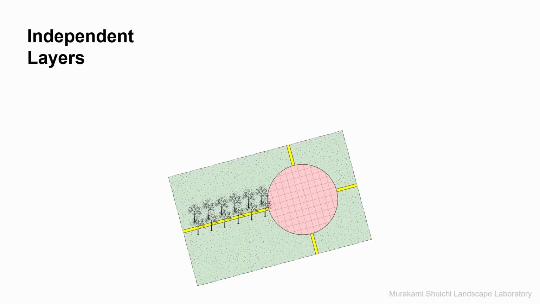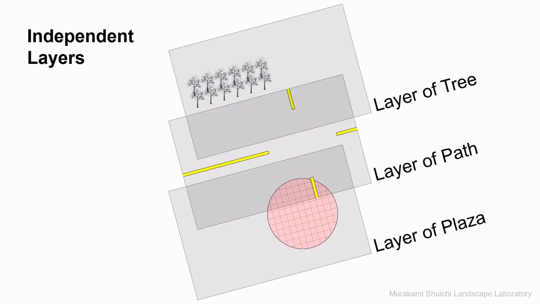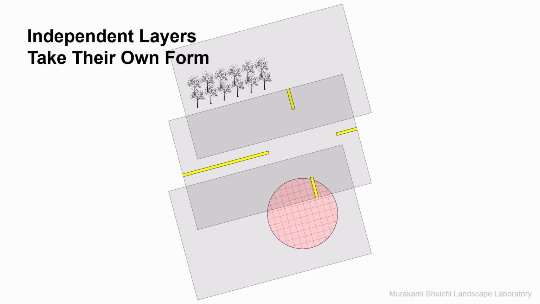So far, we have looked at designs in which all the elements are integrated on a ground surface. Now, let us separate these elements from the ground surface. Then, as you can see here, we can think of the plaza, passes, and trees as separate, independent layers. When we treat them as independent layers, the possibilities of the arrangement and shape of the elements within each layer increase.